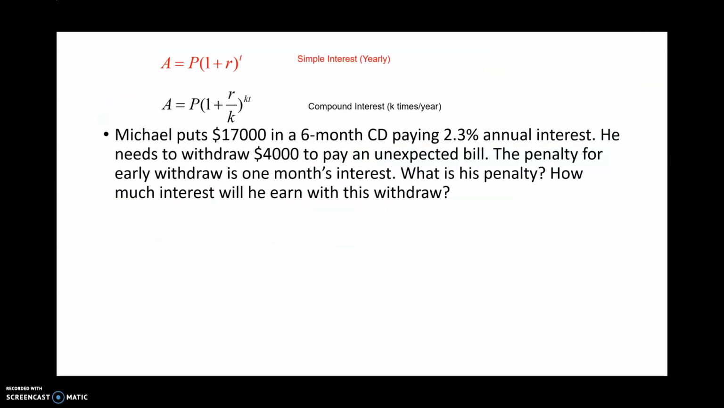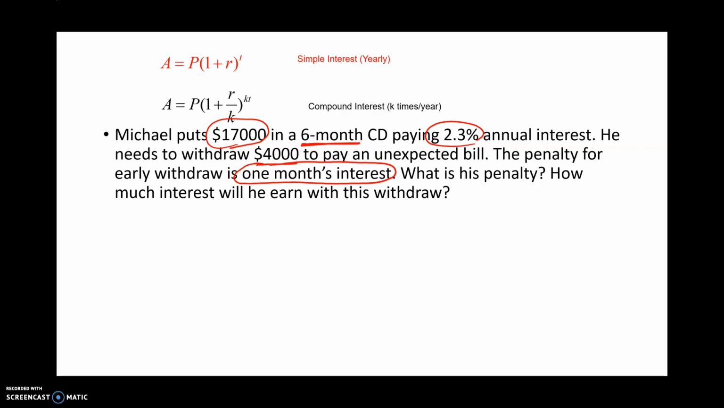Let's look at this one. So Michael put $17,000 in a CD, 6 months. Notice this. 6-month CD paying this annual interest. Okay, doesn't talk about compounding, does it? He needs to withdraw $4,000 to pay an unexpected bill. The penalty for early withdrawal is 1 month's interest. What is his penalty?